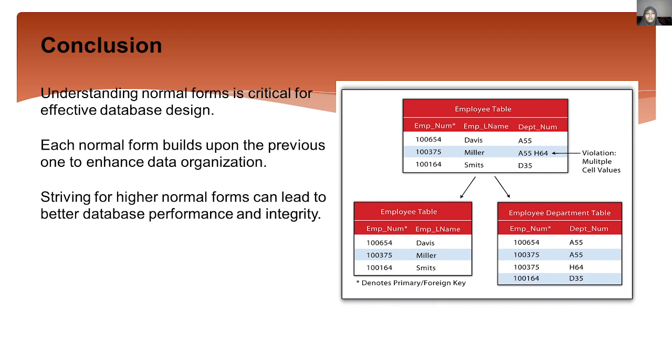As you can look into the table, considering an example of an employee table which includes employee number, employee name, employee department, like department number, which can be subdivided into two tables: employee number with employee name, and employee number with department number. It denotes the primary key and the foreign key.